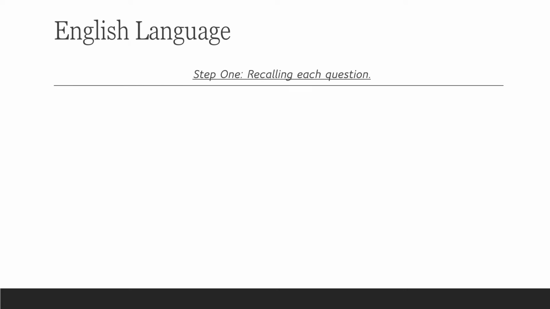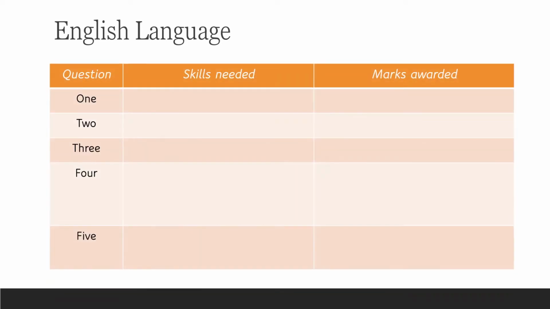Step 1. So first thing we need to do, as mentioned on the previous part, is recalling each of the questions. So you should now be able to see a box that comes up on the screen. We've got our questions there on the left hand side, the skills that you need to apply, and the marks that are awarded for each question.